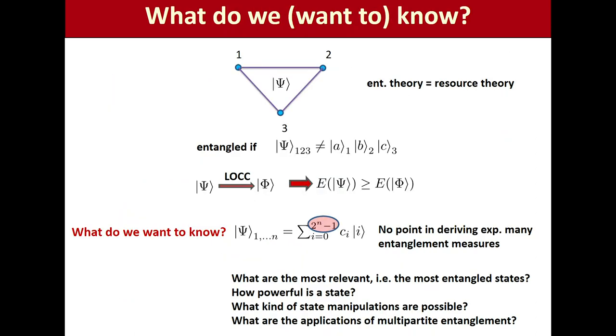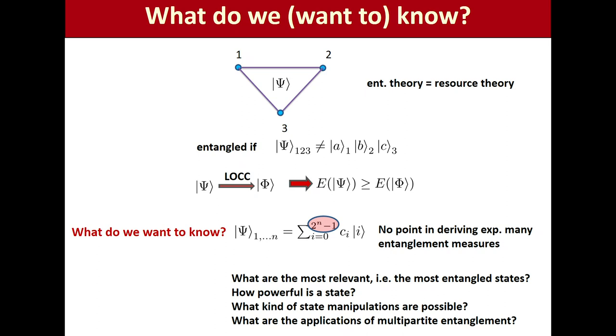Now, facing all these problems, let's go back to what we know and what we actually do want to know. Okay, so what do we know? Well, first of all, we know that, of course, entanglement theory is still a resource theory. So we know what is entangled and we know what kind of operations we can do. So we know that a state is not entangled if it factorizes, and we know that if I can go from one state psi to another state phi via LOCC, then the entanglement of psi has to be larger or equal to the entanglement of phi. Okay, so these are the things that we know.